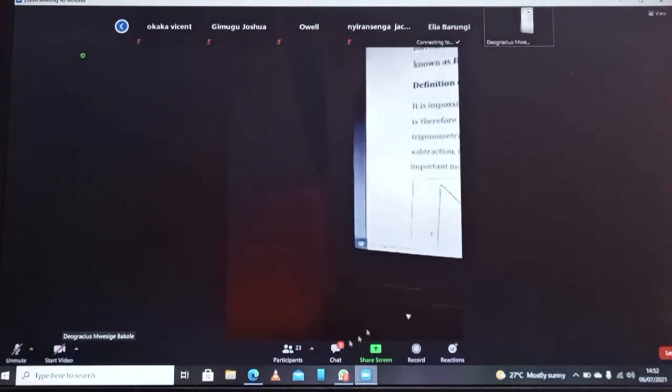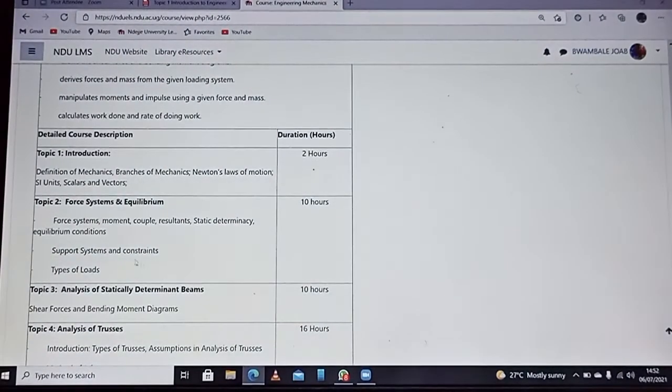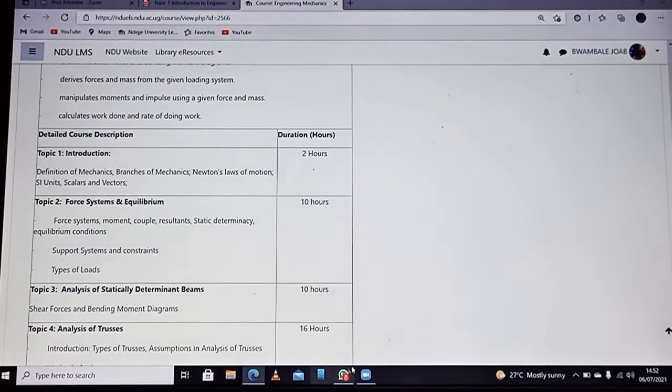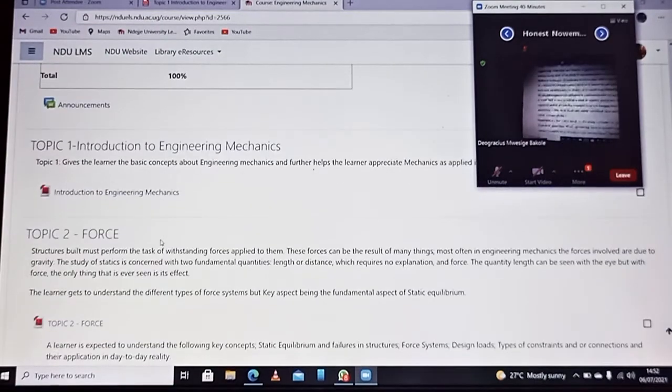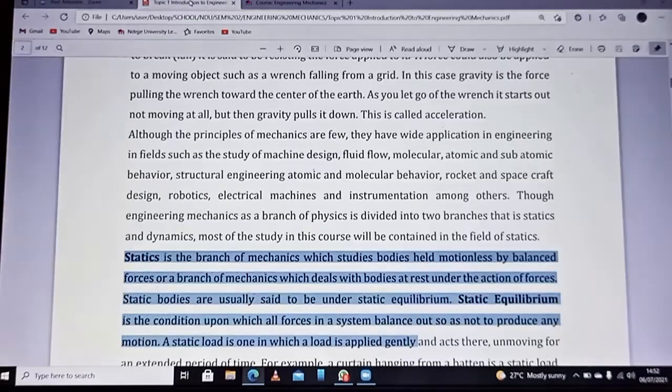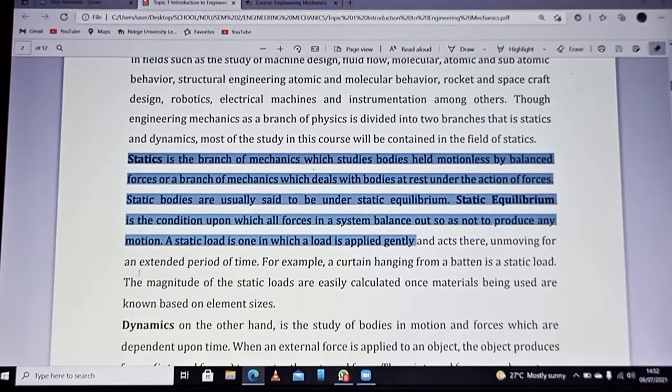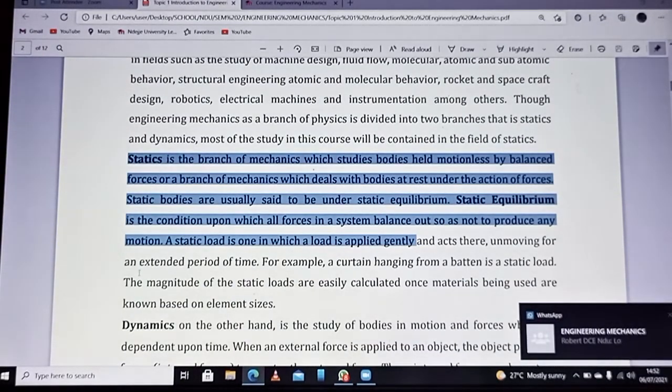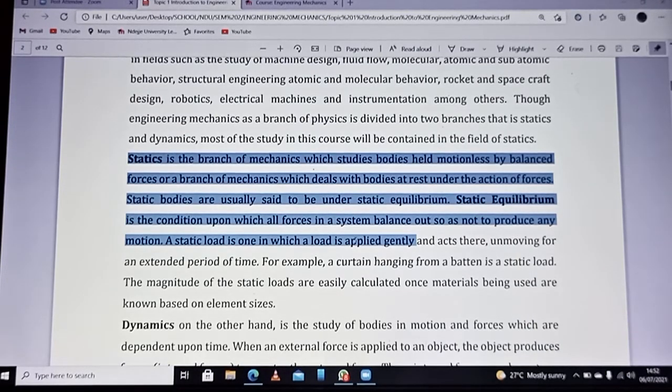Okay, welcome back. This is where we had reached before, discussing static equilibrium. For static equilibrium, we are simply looking at the non-motion of actions. For example, when you sit on a chair, you're seated. So the force you're subjecting to the chair is considered to be a static force.